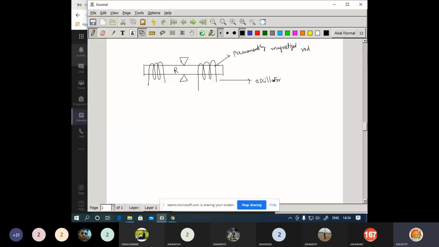Oscillator in the sense it will create the alternating magnetic fields. Now how you are going to get that? This is a transistor. Now you can identify this is the emitter, this is the collector, this is the base of the transistor. So you are going to connect the base to the first coil and the collector to the second coil here.